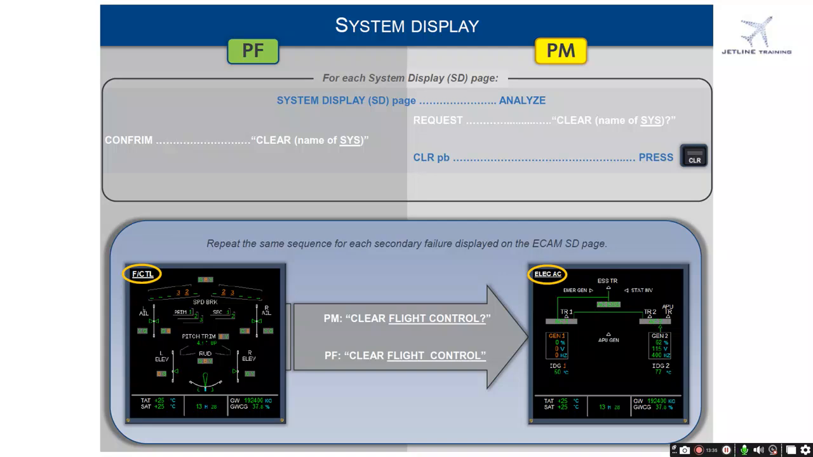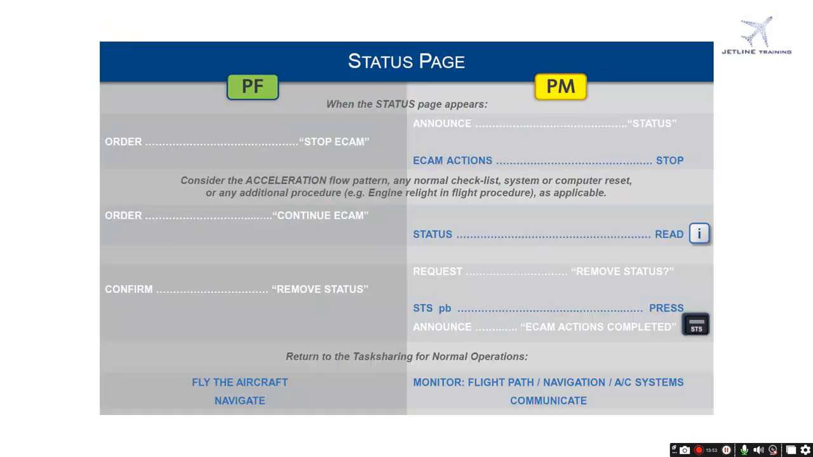In this case, you analyze the flight controls and you say, okay, we don't have two spoilers, blue hydraulic, clear flight controls. Pilot flying confirms by clear flight controls, and then pilot monitoring presses the clear pushbutton. And we go like that all the way until we come to the status page. When the status page appears, pilot monitoring announces status. Pilot flying orders stop ECAM. So this is always the same.